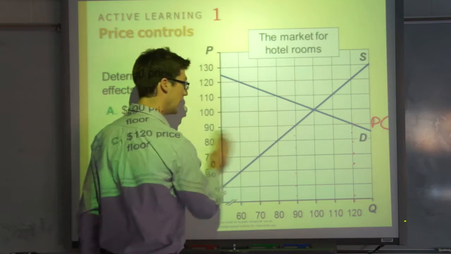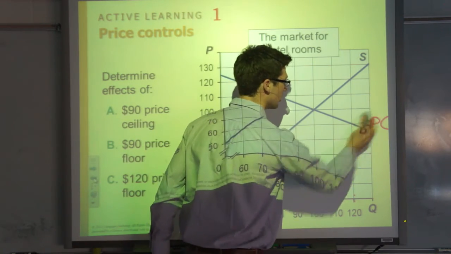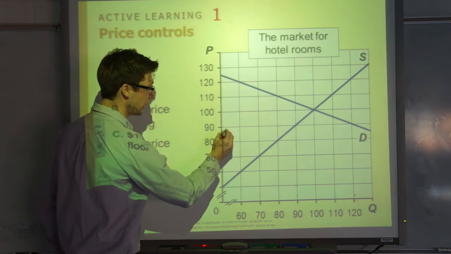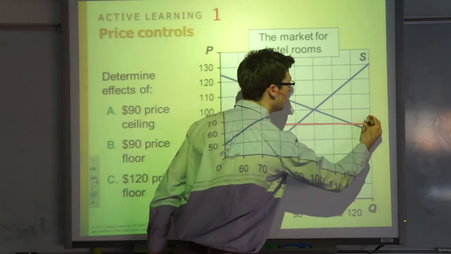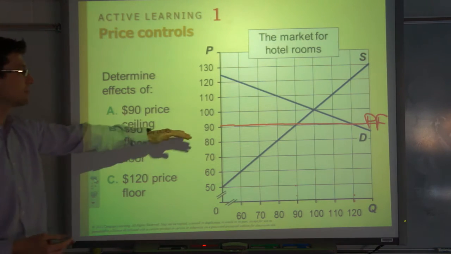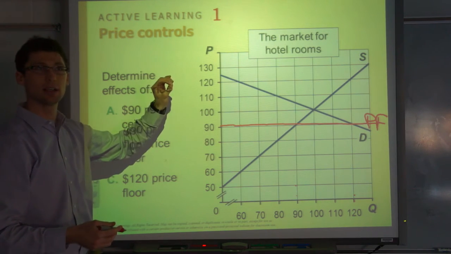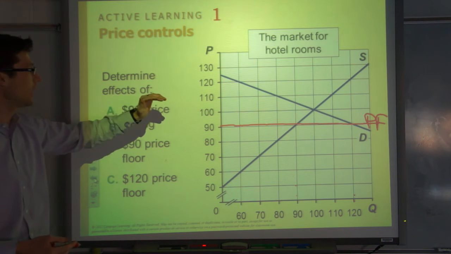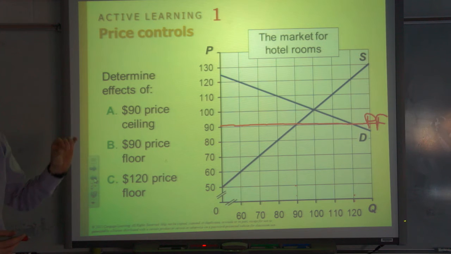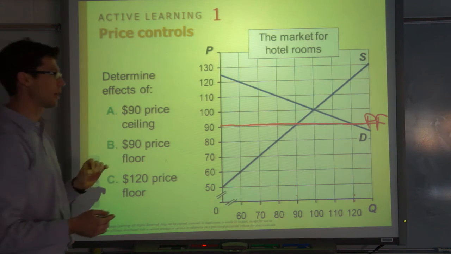Now what if that $90 was not a price ceiling, but rather a price floor? Again, we'd be doing the same thing, just labeling differently. What if that was the price floor? The government stepped in and said, you can't secure a hotel room for anything less than $90. We want to support those who are providing those hotel rooms.